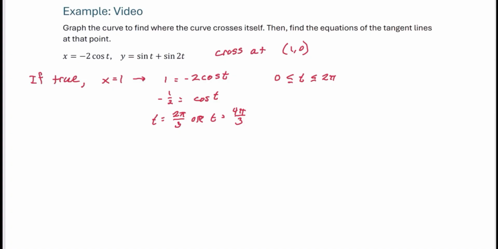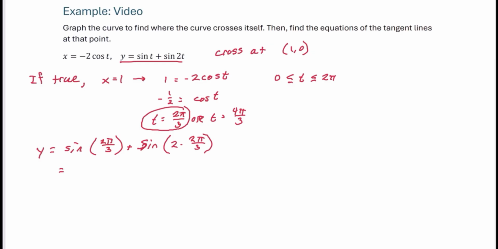Let's sub either of those into the other equation. So I'm just going to look at 2 pi thirds and focus on it for a moment. And we'll plug that into the y equation. y equals sine of 2 pi thirds plus sine of 2 times 2 pi thirds.